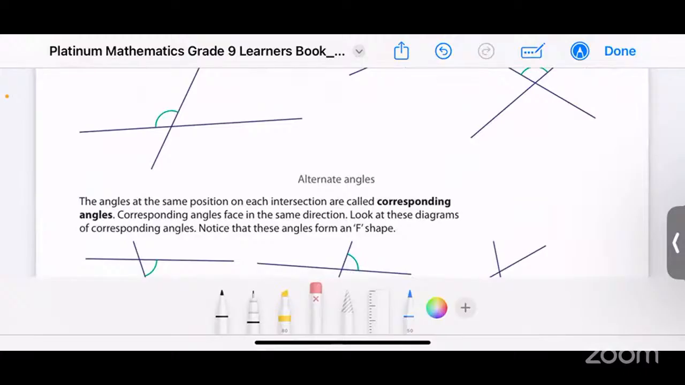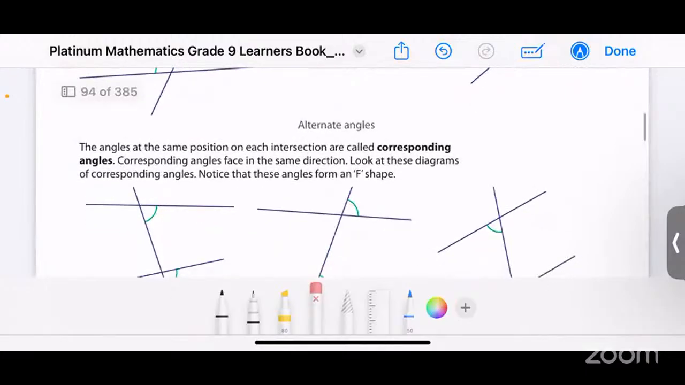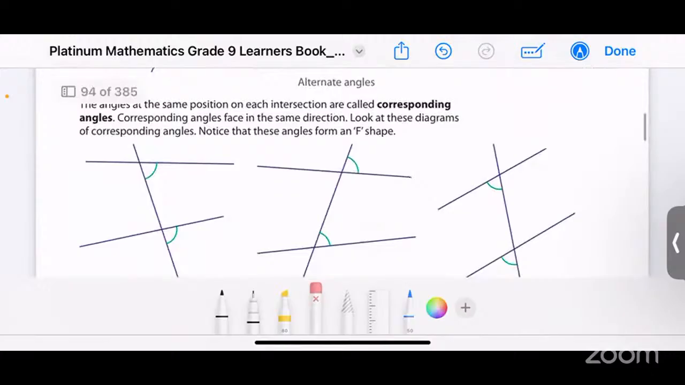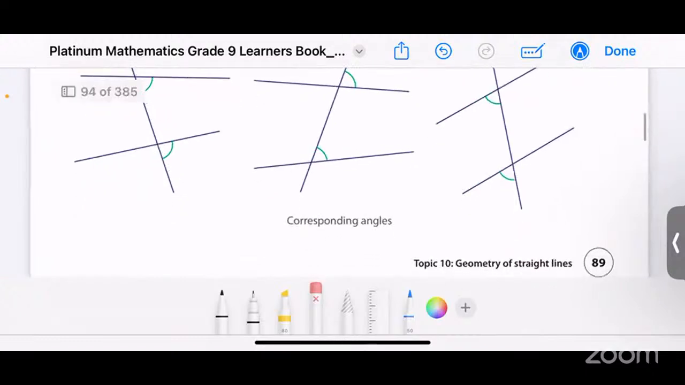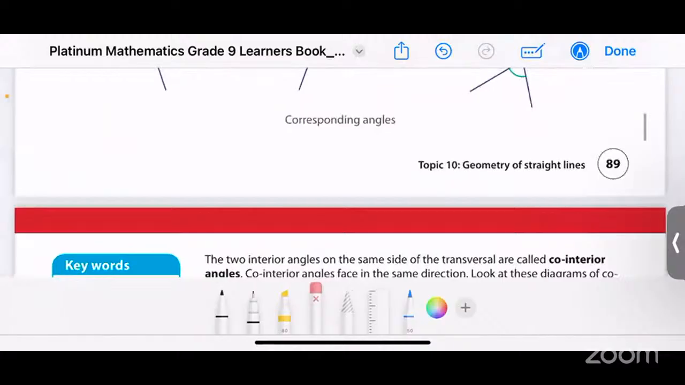The angles at the same position of intersection are called corresponding angles. Corresponding angles face in the same direction. Look at these diagrams of corresponding angles. Notice that these angles form an F. We talked about this last week, ne? If you still remember, it forms something like an F. Those are the corresponding angles.